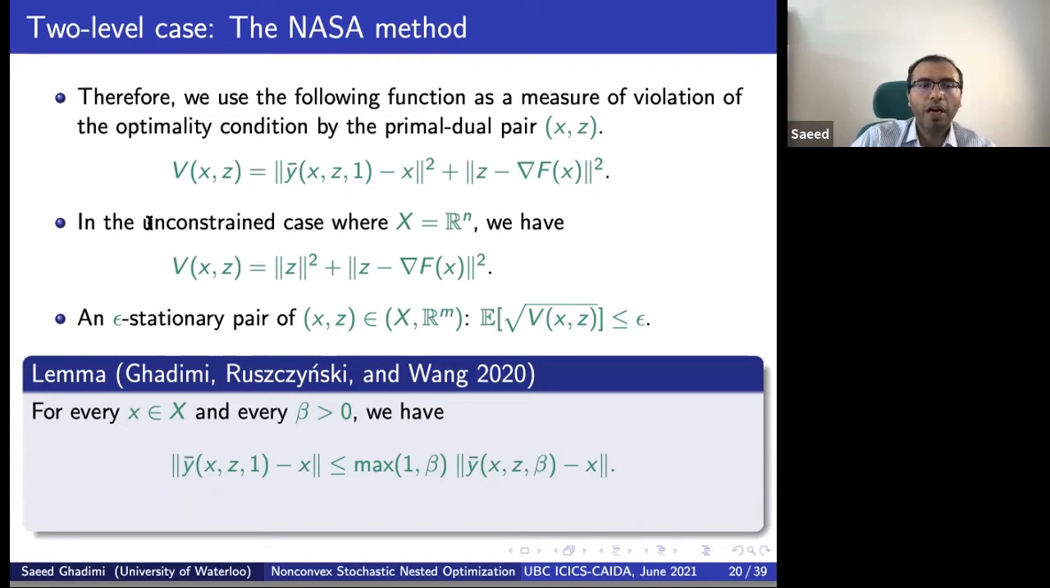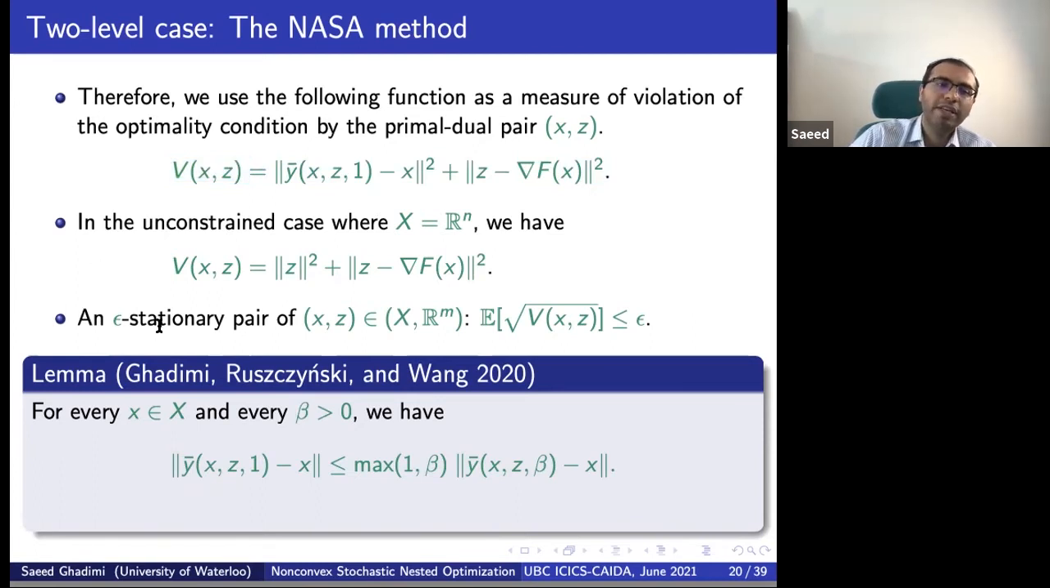For example, for the unconstrained case, y bar minus x would be just z, and this v would be just the norm of z squared plus the norm of z minus the gradient of f squared. So this is just an upper bound for the size of the gradient. So if the problem is unconstrained, this v would be an upper bound on the size of the gradient squared. And if it is constrained, still it would be a measure of the distance to the local min.